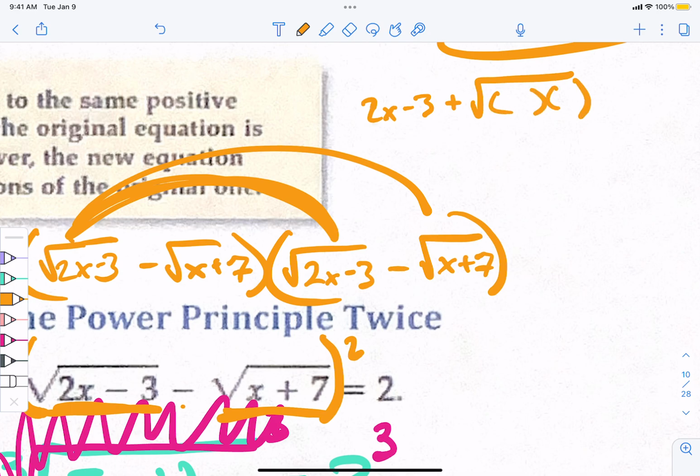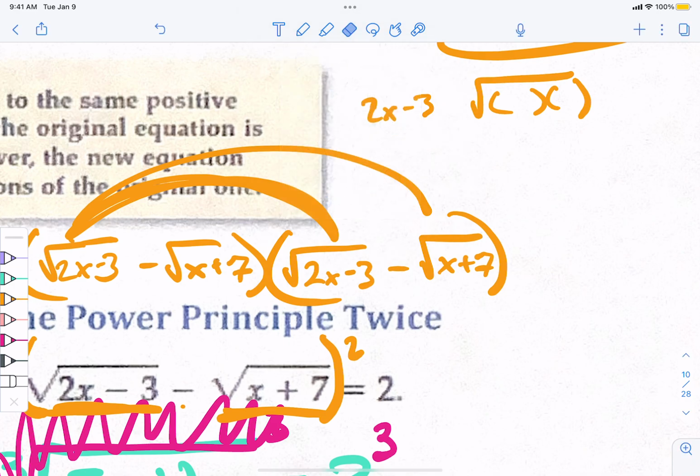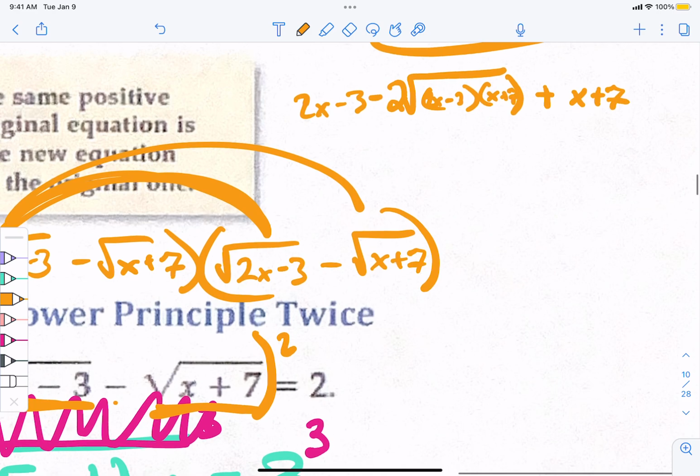And I'll have 2 of those, right? Oh, but it'll be minus. It'll be minus 2 of those, okay? If you're watching this, don't write this down. Minus 2 of those, whatever. And then you'll have plus x plus 7, right? What would that middle piece be though? I'm just going to write it as 2x minus 3 times x plus 7. Like that thing, right? Then you would eventually have equal to 2, right?